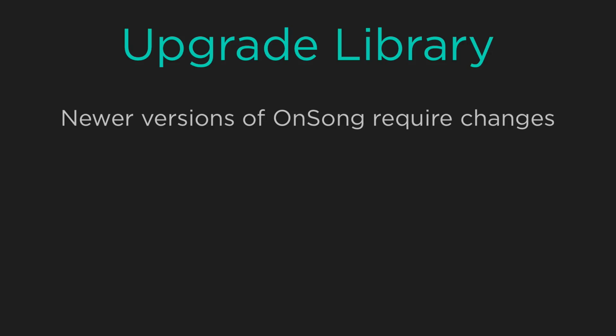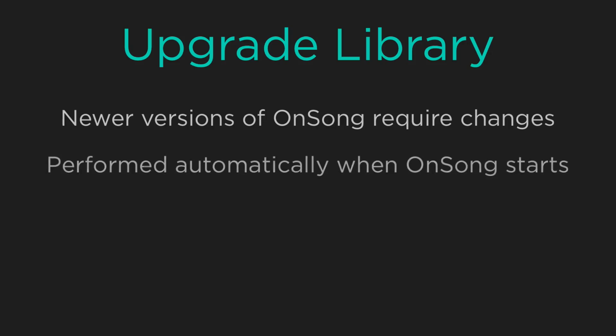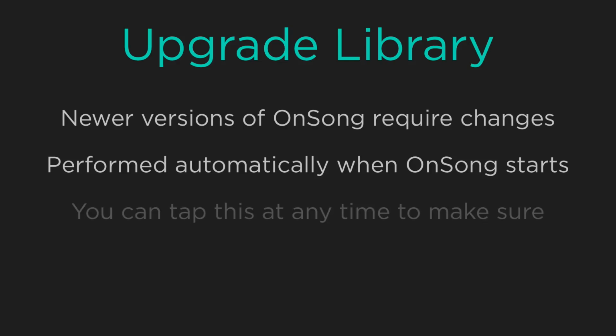Newer versions of OnSong add new features that require changes to your OnSong library. This typically is performed automatically when you launch the app after an update. In the rare case that upgrades need to be run, just tap on this button.